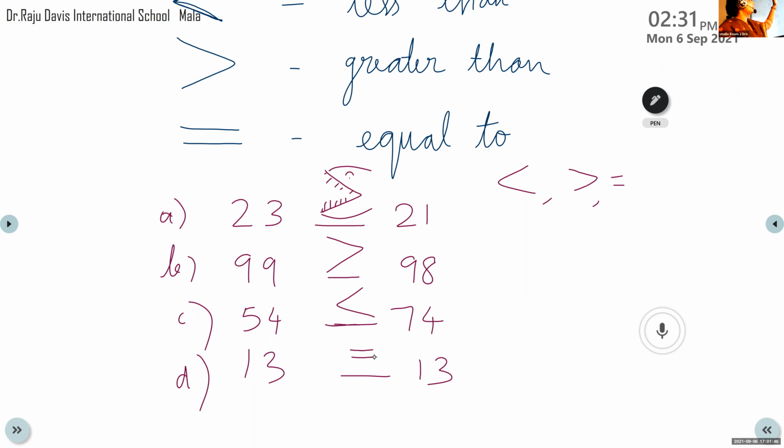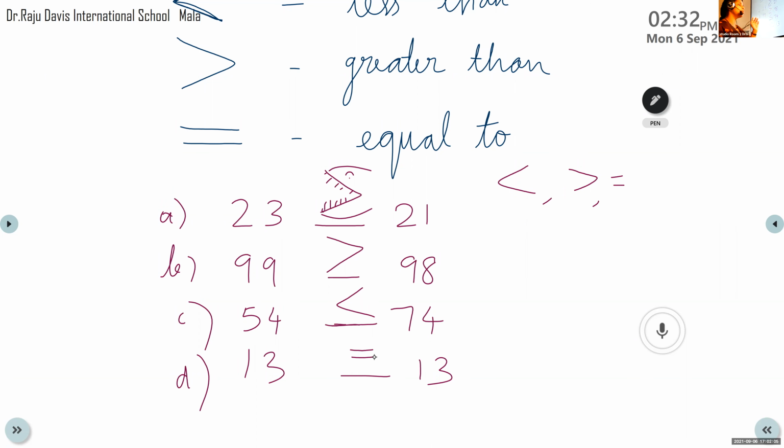Ma'am, which page number? No page number, my dear. Just we are discussing comparison of three-digit numbers.